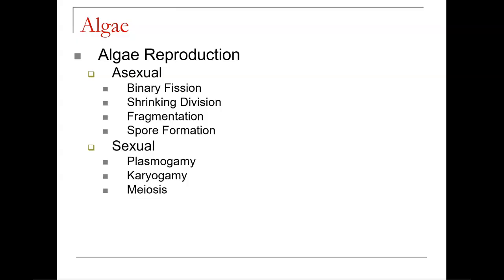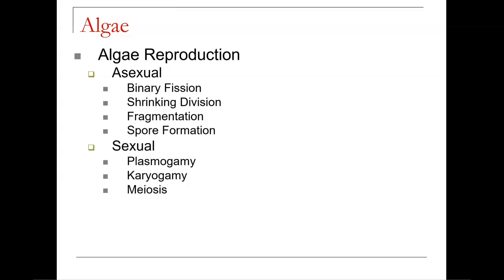Next, we have what's called shrinking division. That's a specialized type of fission that results in the formation of two cells of unequal size. Sometimes it's going to produce asexual spores. Fragmentation is going to be where the algae starts to break into little pieces or fragments, and each fragment is going to have the potential of forming a new algae. And then you have spore formation. So spore formation is going to form asexual spores of various types. And so those will float off, land, and then start a new algae formation.